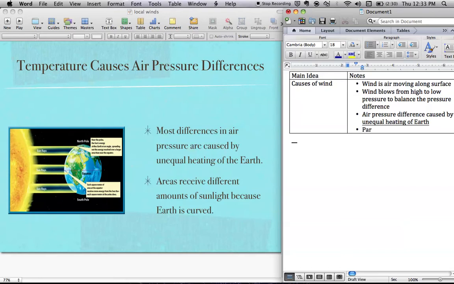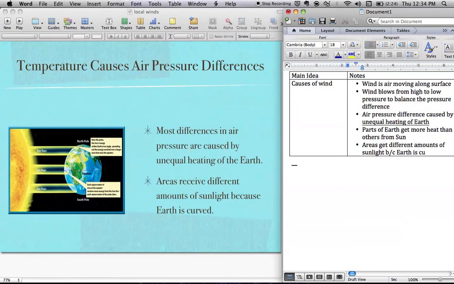Parts of the Earth get more heat than others from the sun, and the reason is that areas get different amounts of sunlight because the Earth is curved. As you can see over here, the Earth is a round ball, and so when you're right at the equator, the sun's rays come straight in overhead, so you get really intense, very bright sunlight. That's why it's hot there. Up by the poles, that same amount of sunlight spreads out over a really big area. So it's a lot colder there because the sunlight is less intense.